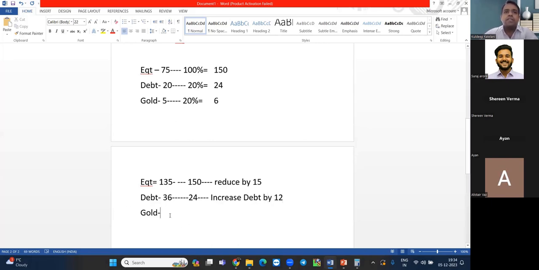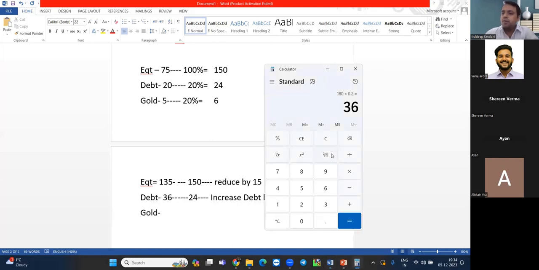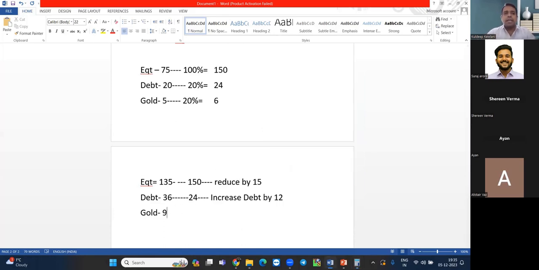Now gold is simple. What should the value of gold be? It is again 5%. 5% of 180. 0.05 multiplied by 180 is 9. So gold should be 9. And it is 6 as of now. So I have to increase by 3.